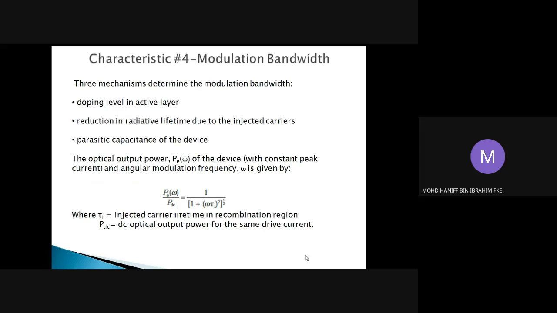Okay, I'm not going to go into detail on these mechanisms for modulation bandwidth. Basically, these are the mechanisms that can be used to determine the bandwidth. The first one is doping level, which is critical in determining the modulation bandwidth. Number 2 is reduction in radiative lifetime, and number 3 is parasitic capacitance of the device. If you're interested, you can go through these mechanisms in any textbook to see how they affect the modulation bandwidth.